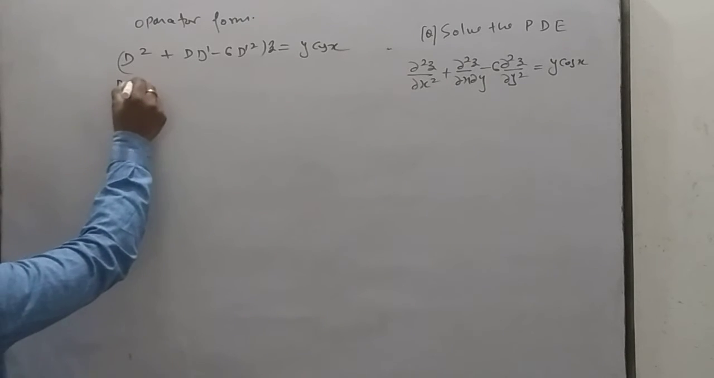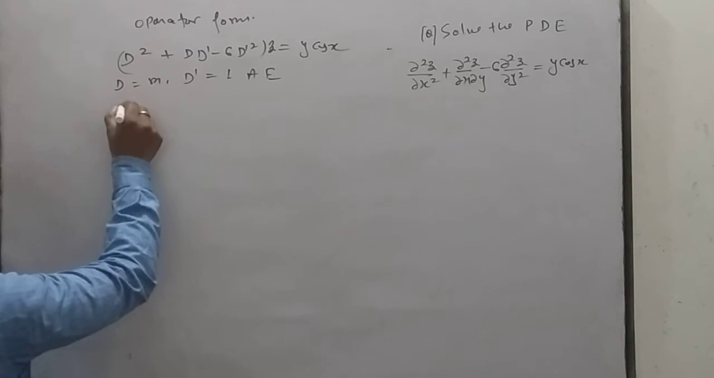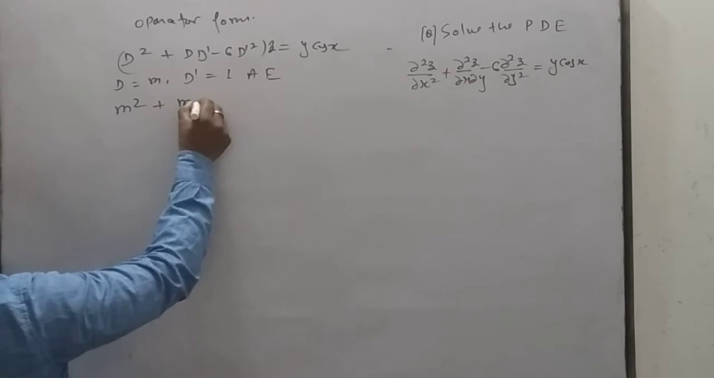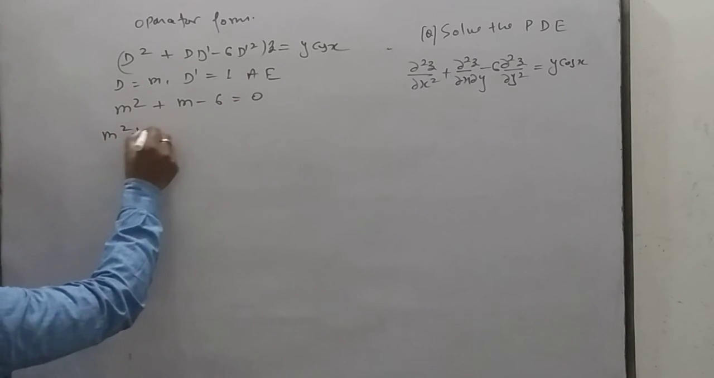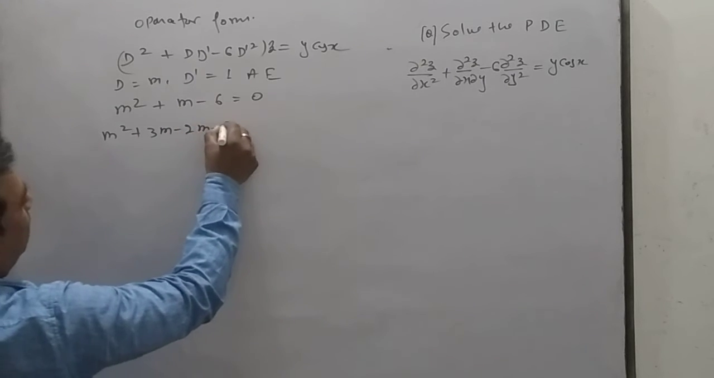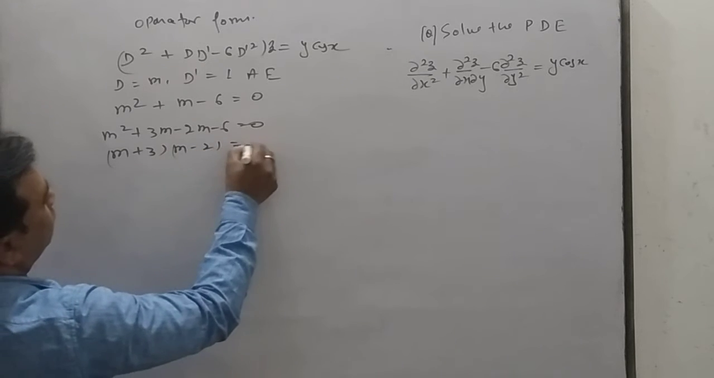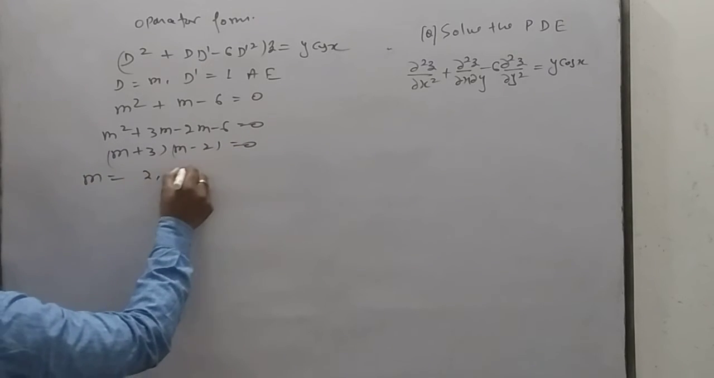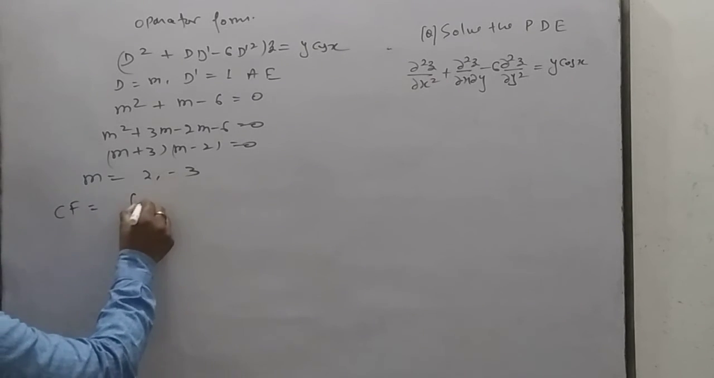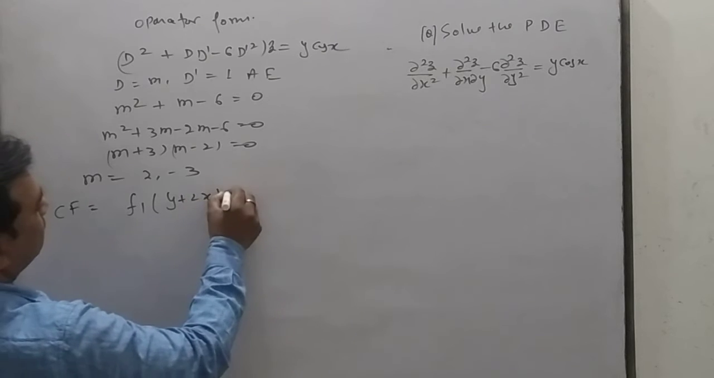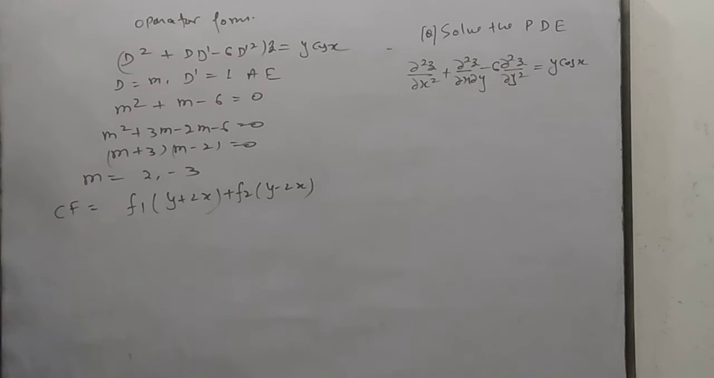After that, D equal to m and D dash equal to 1, then the auxiliary equation is m square plus m minus 6 equal to 0. Factorize this: m square plus 3m minus 2m minus 6 equal to 0, so (m plus 3)(m minus 2) equal to 0, then m equal to 2 and minus 3. You write the CF equal to f1(y plus 2x) plus f2(y minus 3x), and find the PI.